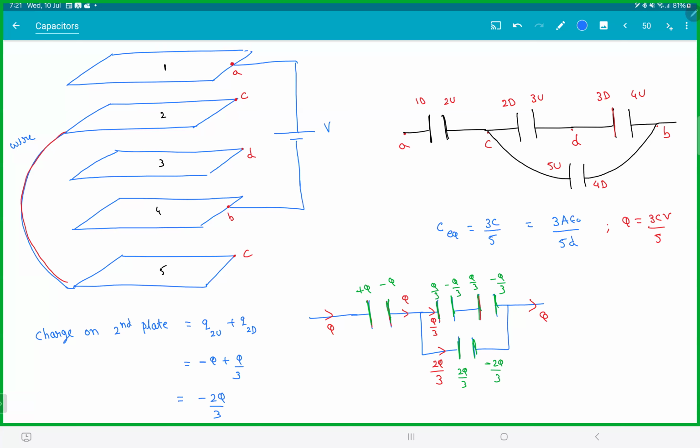I can ask this also: find the charge on the upper side of the third plate. Please have a look at the distribution. When you rename the capacitors, just be careful which sides you are using to make a capacitor. The first capacitor is due to 1 down and 2 up. This is 2 down, 3 up, 3 down, 4 up, 4 down, 5 up.